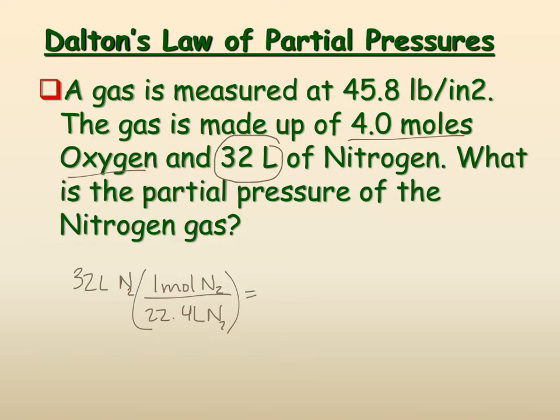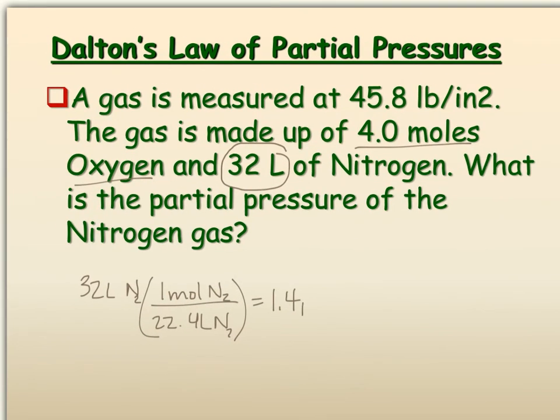That ends up giving me, when I round to 2 sig figs, 1.4 moles of nitrogen gas. Which means now I know how many moles of nitrogen gas I have, and I know how many moles of oxygen gas I have. I can combine those to get my total. So 1.4 plus 4 equals a 5.4 mole total.